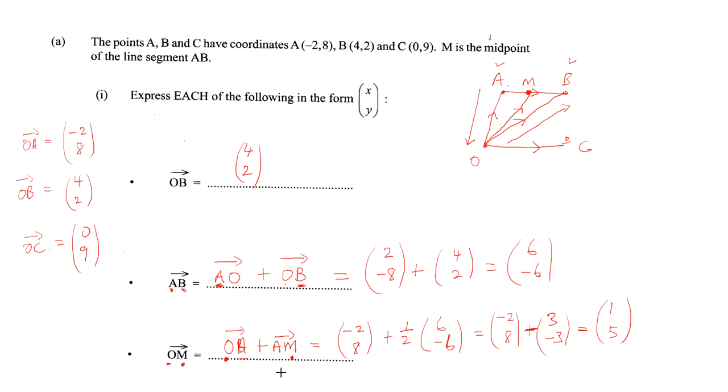What do they want now? Using a vector method, show that AC and OB are parallel. Whenever we are asked to show that two vectors are parallel, in order to prove that they are parallel, we have to show that one vector is a multiple of the other vector. So we need to find AC. Do we have AC? Let's check that. So we don't have AC.